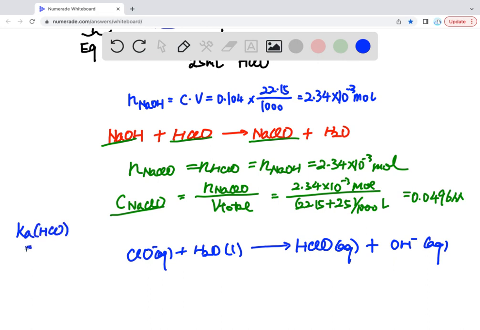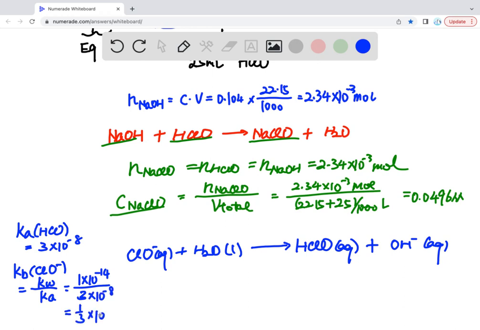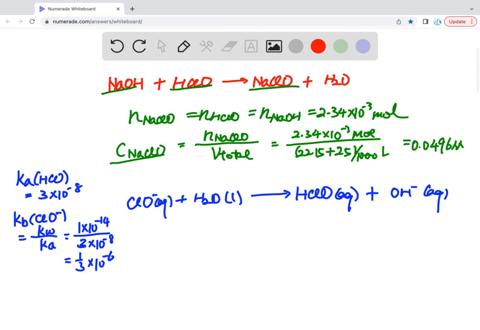You can find it in the table, which is 3 times 10 to the minus 8. And for this reaction, it's actually the Kb of ClO minus. That's equal to Kw over Ka. The Kw is the dissociation constant for the water. So that's 1 times 10 to the minus 14 over 3 times 10 to the minus 8. So it's actually 1/3 times 10 to the minus 6. Anyway, once we know the equilibrium constant, we can start making the ICE table.